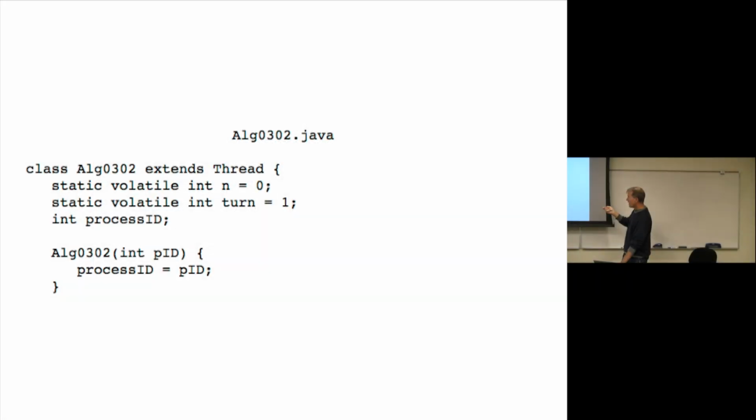What we have is class algorithm 0302 extends thread, so we've got some concurrency going here with processes. And our global variables are, again, we've done this one before, static volatile int n gets 0, static volatile int turn gets 1. Now what does static mean?